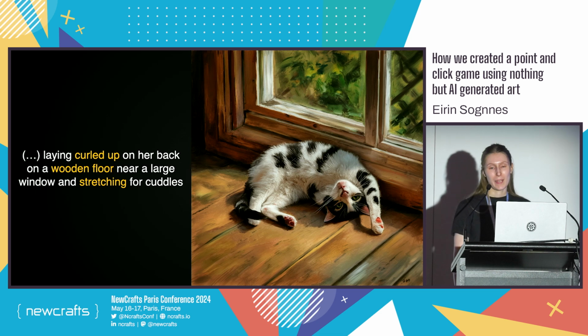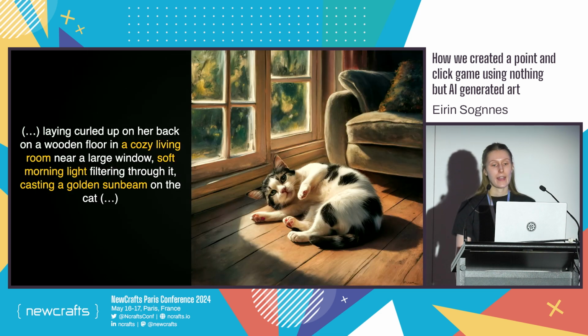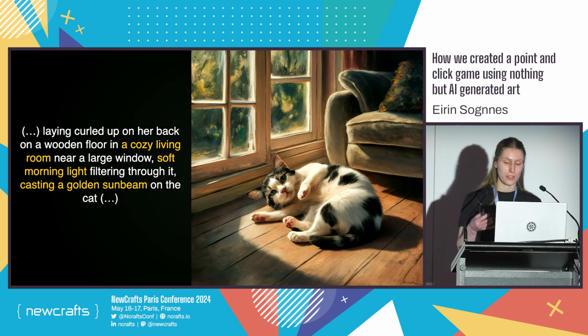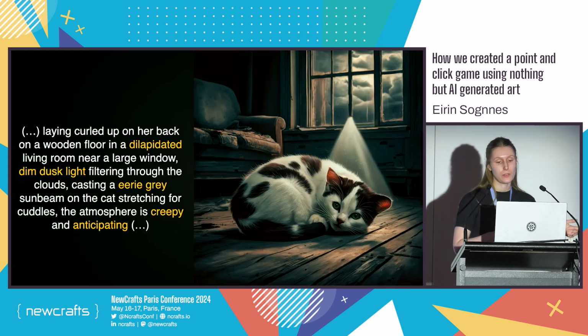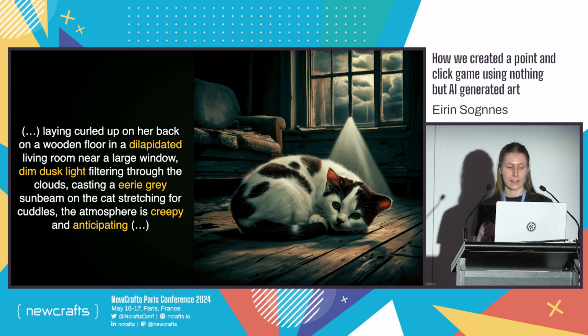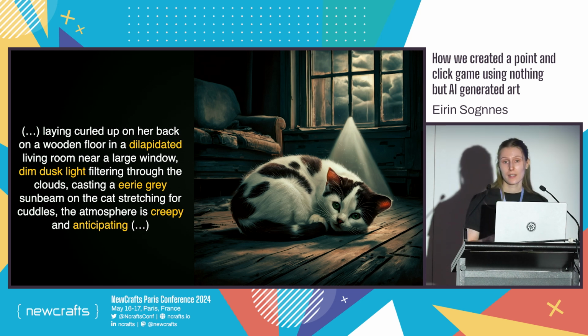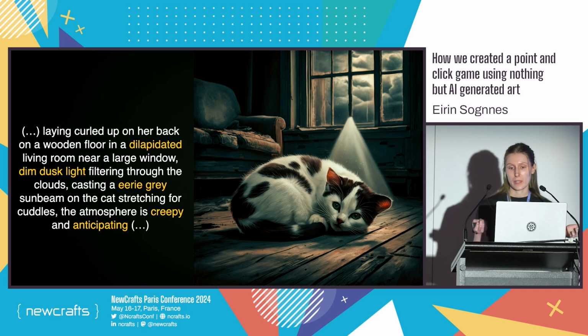But where most of the magic happens is with lighting and atmosphere. So here I have a cozy atmosphere, a cozy living room, I have morning light, and I have a golden sunbeam. But if I instead use the exact same prompt and I do a dilapidated living room, dim dusk light, eerie gray sunbeam, and a creepy and anticipating atmosphere, you can get a completely different picture like this.